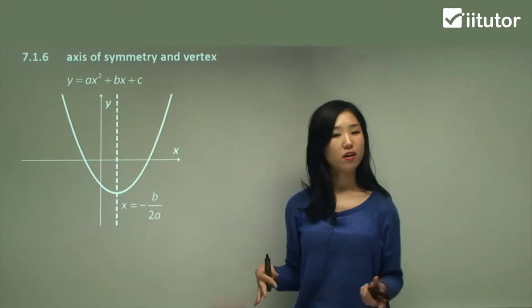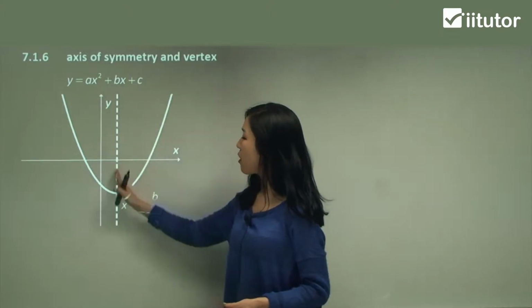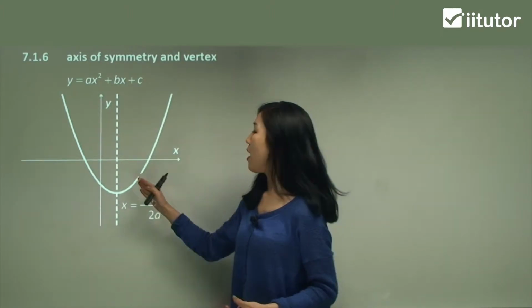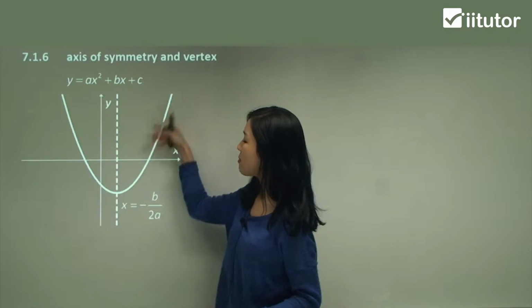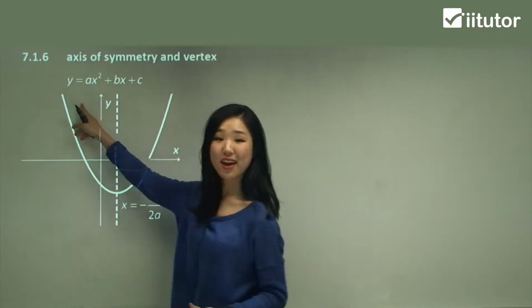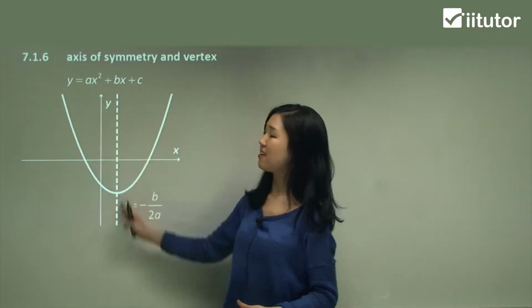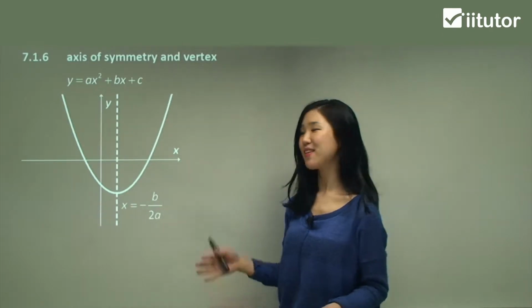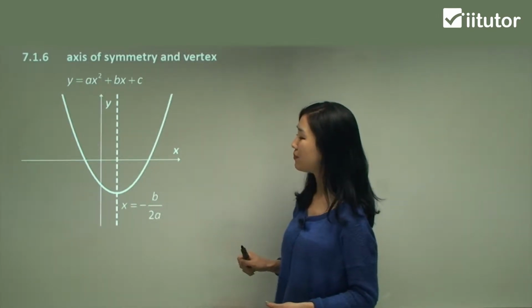a mirror. Okay, so this is the halfway point of the parabola, and make sure that this side is symmetrical to this side. Okay, so this line here acts as a mirror. So that's why we call that an axis of symmetry.